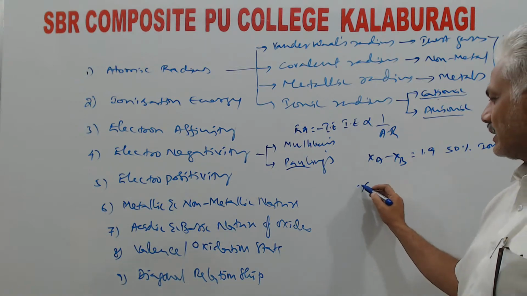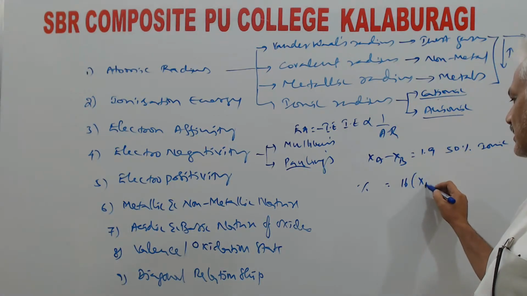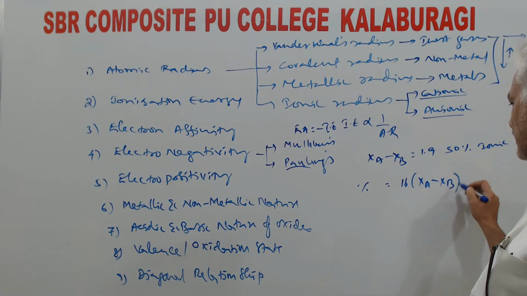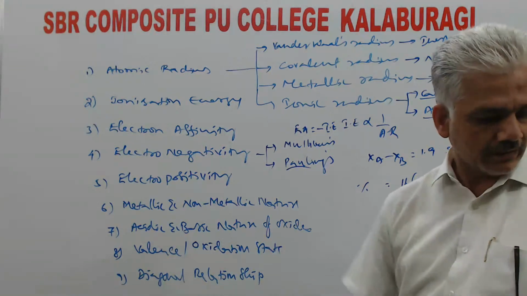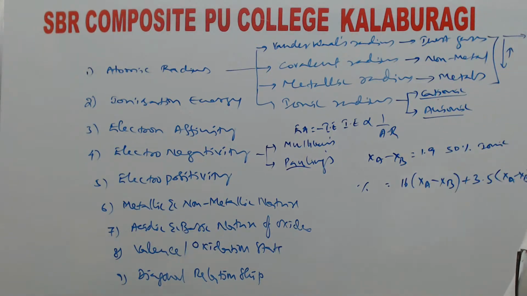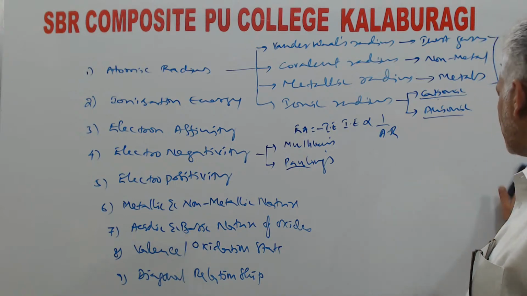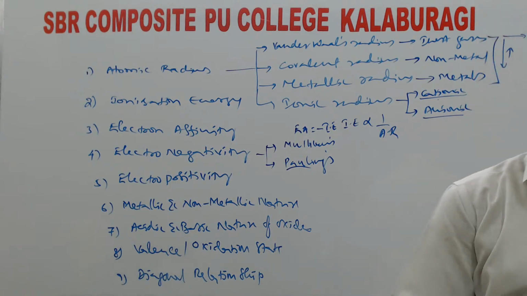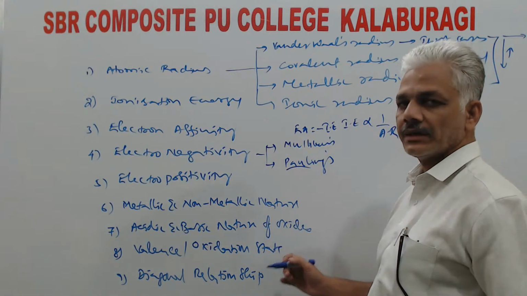Exact percentage of ionic character can be calculated by using this relation: 16 into Xa minus Xb plus 3.5 into Xa minus Xb whole square. So, by using these relations, we can assess the percentage of ionic character. The electronegativity value increases along a period, decreases down the group.